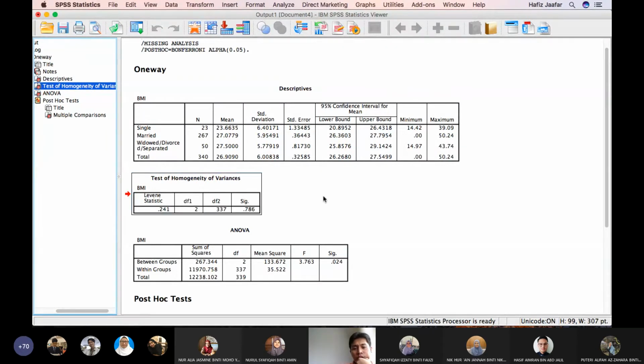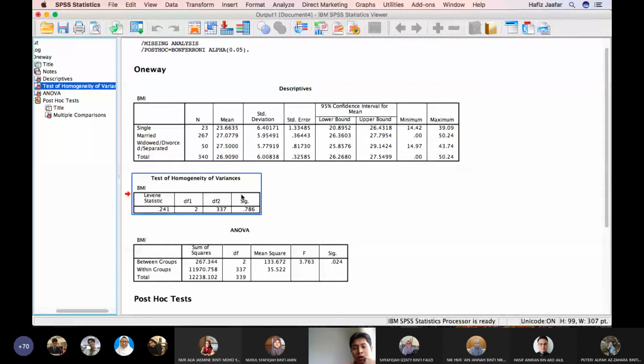if let's say the p-value is less than 0.05, okay, this is for homogeneity only. Sig means significant, which is the p-value. If the p-value is less than 0.05, it means there is a significant difference between variances, so your variance is not homogeneous. So you cannot use ANOVA because it violates the assumption that is needed for the ANOVA test. If the p-value is more than 0.05, it means there is homogeneity. There is no significant difference between variances.